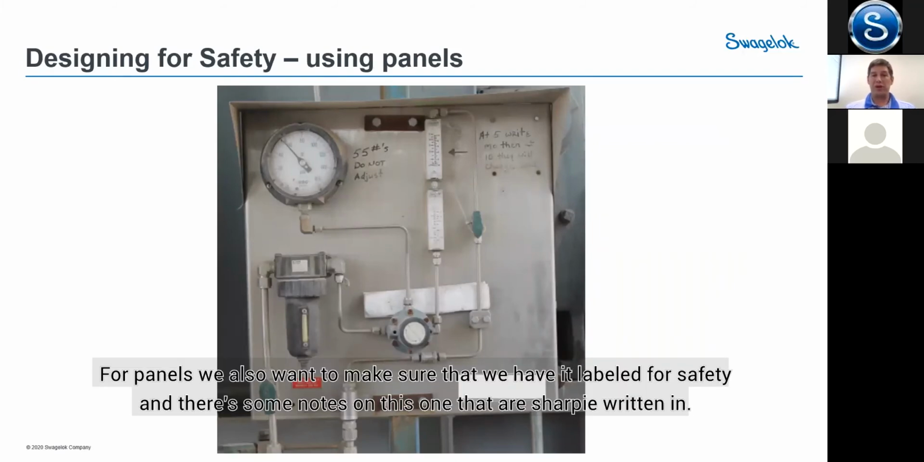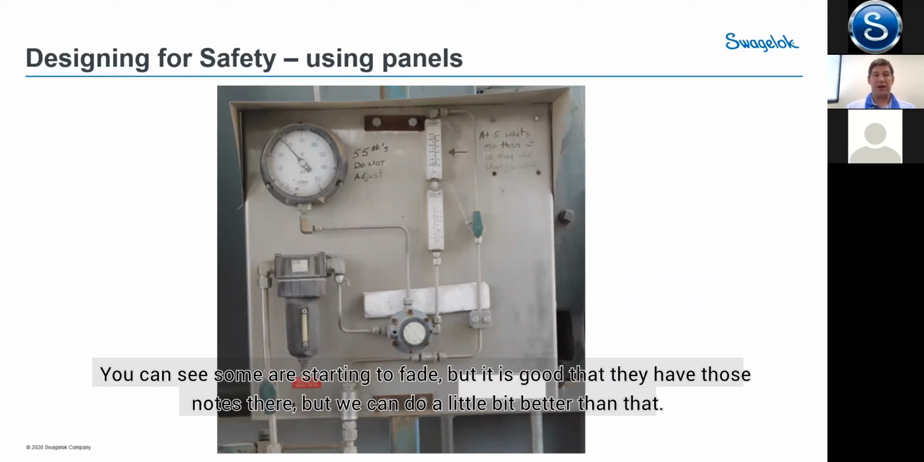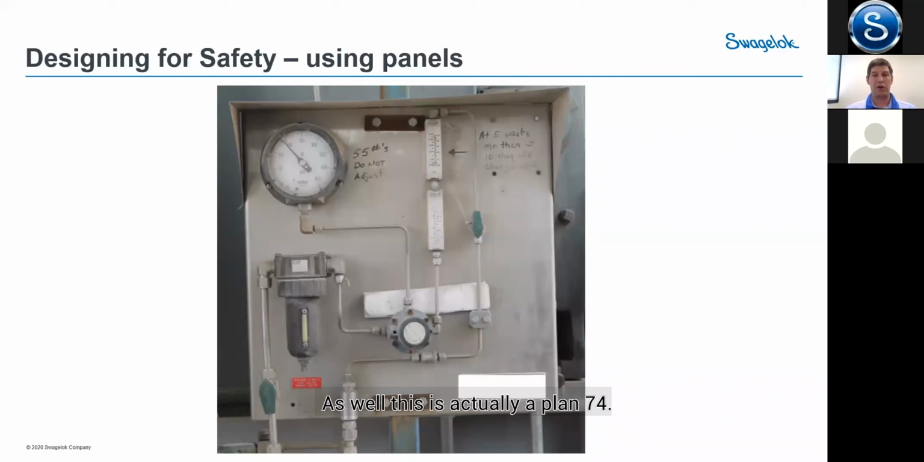For panels, we also want to make sure that we have it labeled for safety, and there's some notes on this one that are Sharpie written in. You can see some of them are starting to fade, but it is good that they have those notes there, but we can do a little bit better than that as well. This is actually a Plan 74, and we'll take a look at Swagelok's solution to something similar.